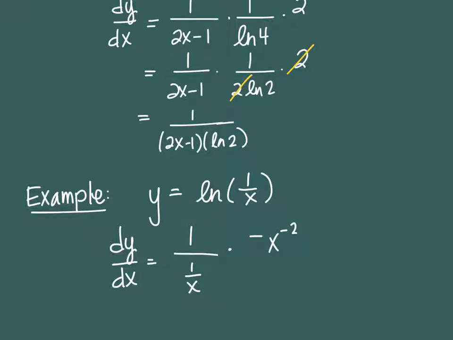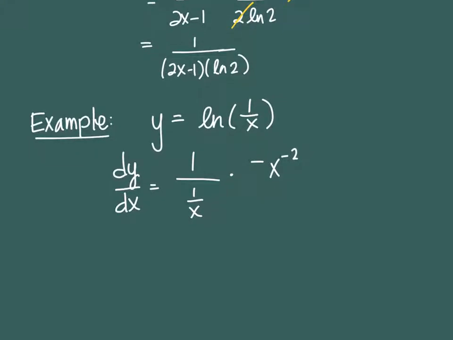Okay, so let's clean this up. Negative x to the negative 2. Well, what's 1 over 1 over x? That's just x. And then what is negative x to the negative 2? Negative 1 over x squared, right? And so what will that simplify to be? Negative 1 over x. Very good.